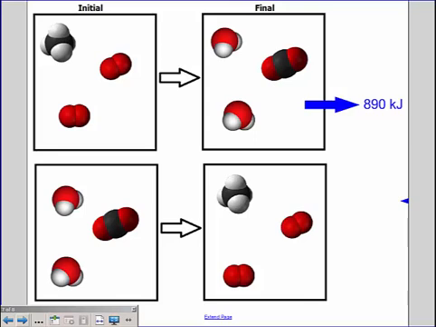If 890 kilojoules are released when methane and oxygen react to form CO2 and water, what is the change in heat when water and CO2 convert to methane and oxygen? The enthalpy change would be the same in magnitude, but opposite in sign. If the top reaction releases 890 kilojoules of heat, the reverse reaction must absorb 890 kilojoules of heat. The top reaction would have a negative delta H value. The bottom reaction, same number, but positive delta H.